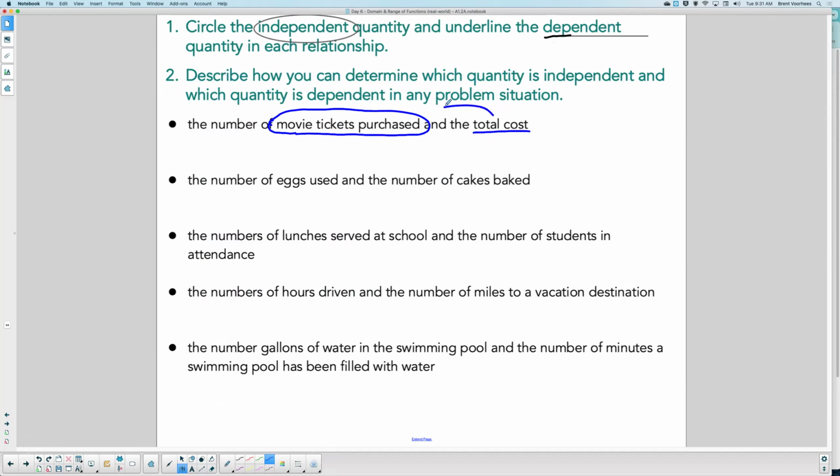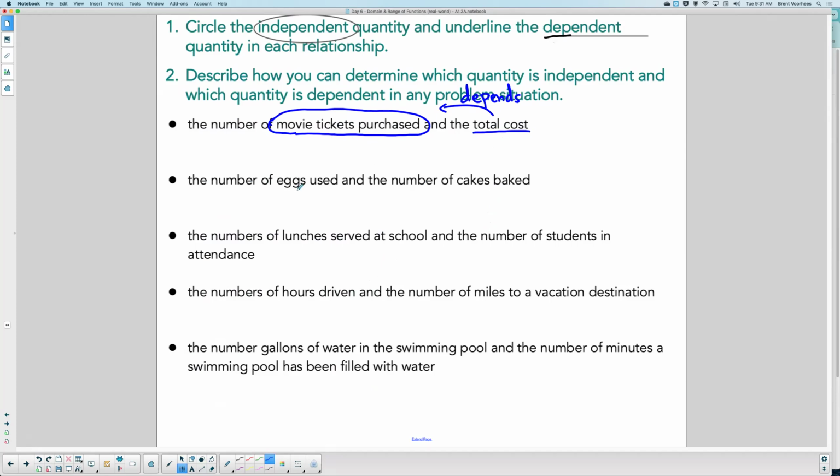So this depends on that. I'm going to put that word depends so you get used to it. That's why this is dependent. This is independent. That means it doesn't matter what this one is. Your movie tickets purchased determines the cost. Okay, let's go to the next one. The number of eggs used and the number of cakes baked.